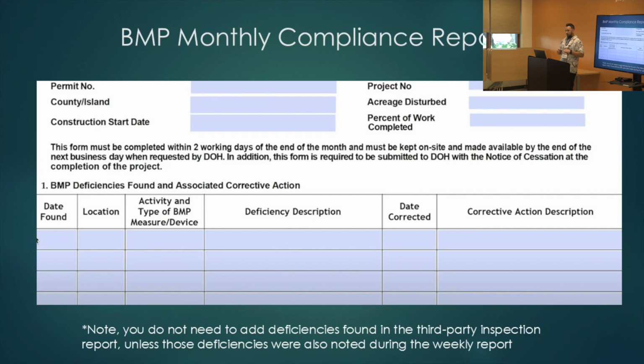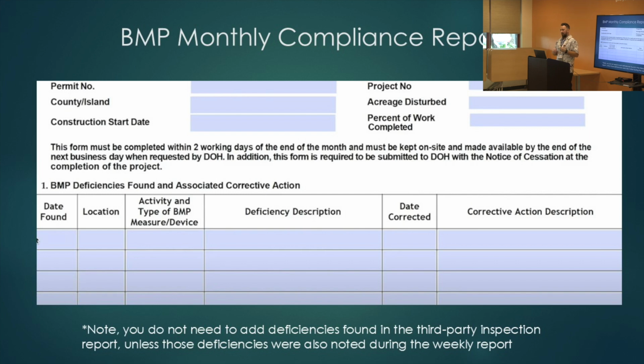And then a quick look at the BMP monthly compliance reports, which, as I understand it, the monthly reports are required under the MS4 permits. So it's applicable to Oahu, maybe parts of Maui that are operating under the MS4. Am I misspeaking on that? That sounds right? Yeah, okay.